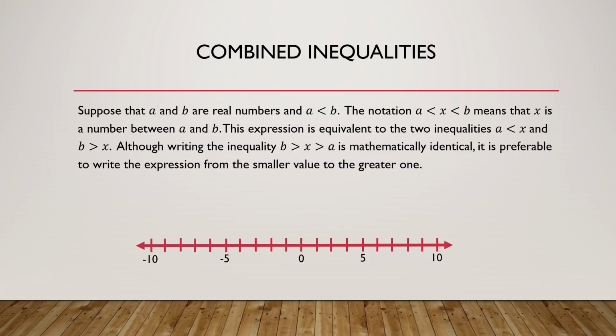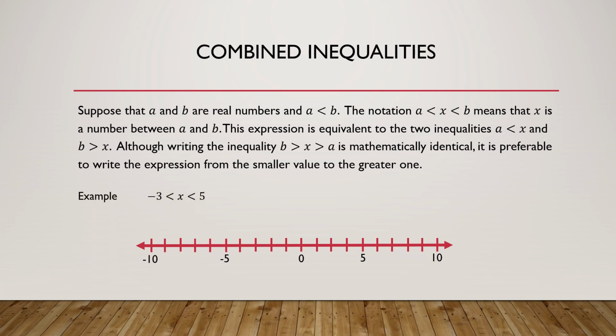Suppose that a and b are real numbers and a is less than b. The notation a is less than x is less than b means that x is a number between a and b. This expression is equivalent to the two inequalities a is less than x and b is greater than x. Although writing the inequality b is greater than x is greater than a is mathematically identical, it is preferable to write the expression from the smaller value to the greater one.